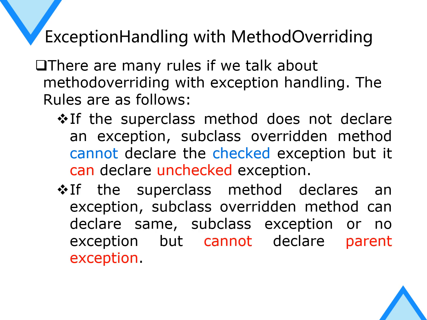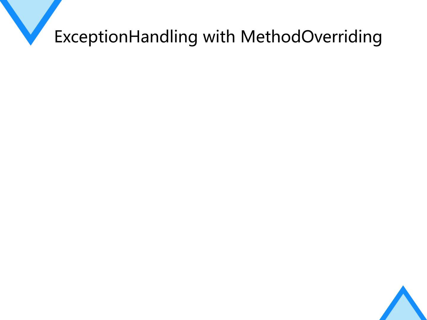If the superclass method declares an exception, the subclass overriding method can declare the checked exception as well as the unchecked exception. The unchecked exception it can declare even if the superclass method doesn't declare an exception, but if the superclass method declares an exception, the subclass overriding method can declare both the checked and the unchecked exception. So the subclass can declare the same exception or a subclass exception, but the only restriction is that it cannot declare a parent class exception.